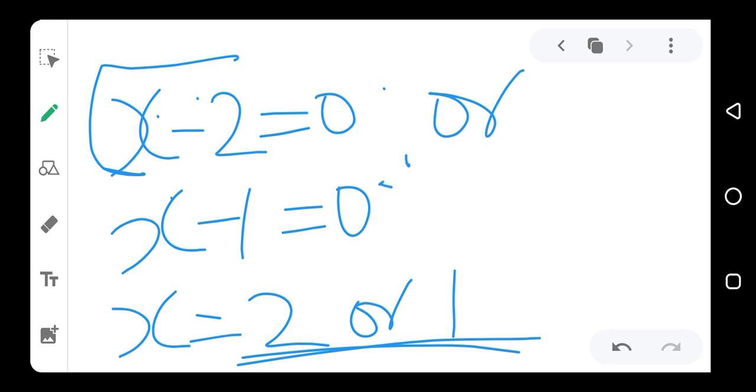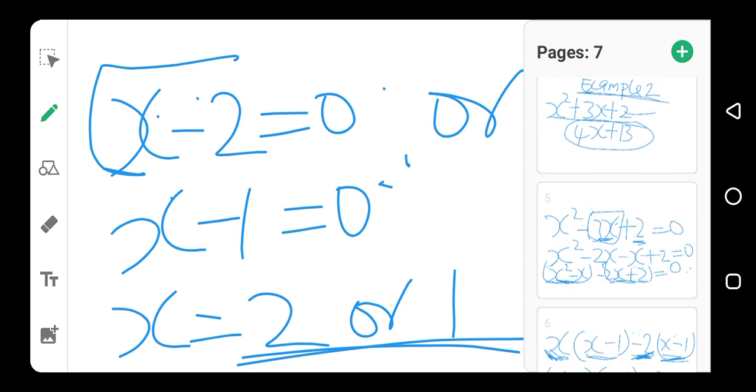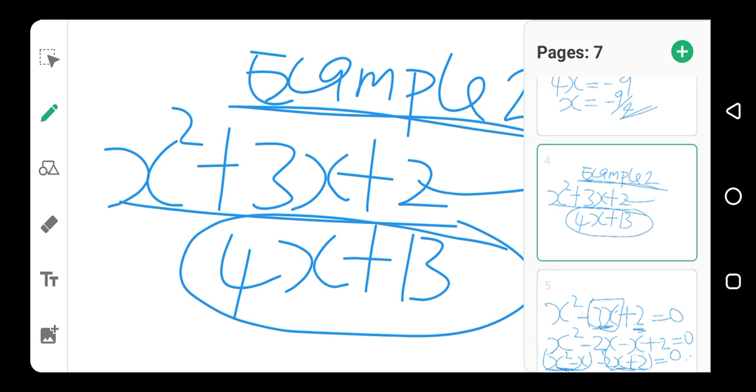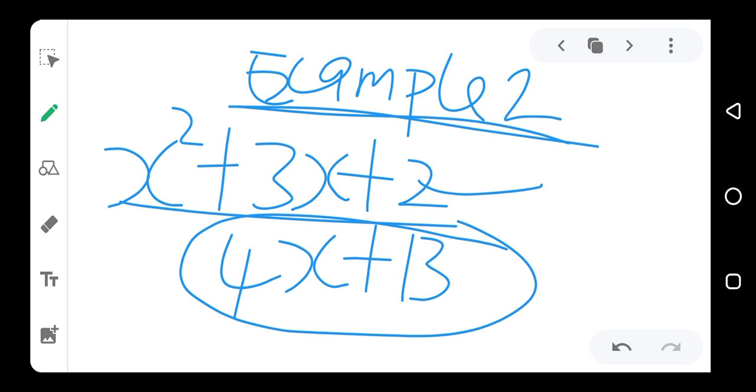This is the answer. So the value of x that will make this fraction equal to 0 is, either we add 1 to replace x, or we add 2 to replace x. Whether we put 1 or we put 2, it is going to make this equation equal to 0 when we divide through. So this is it about zero fractions.